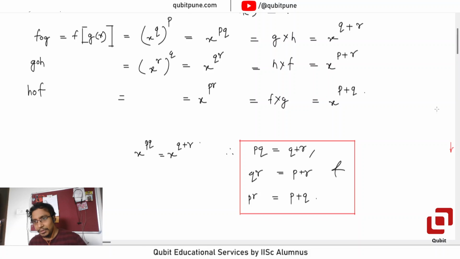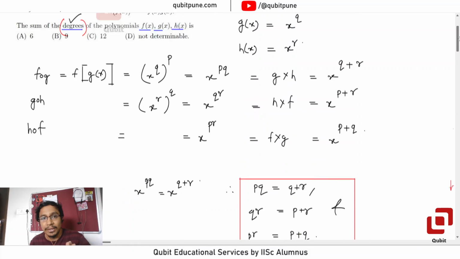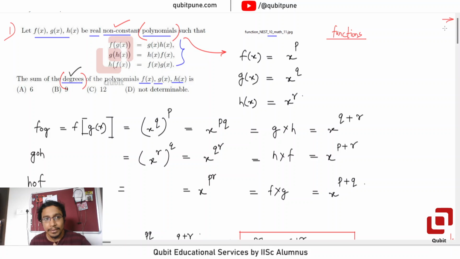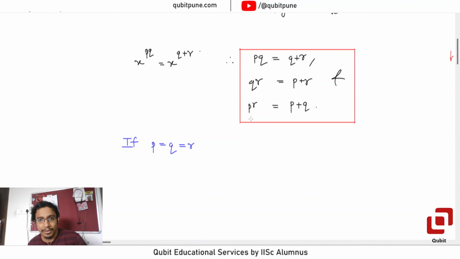But I just want to draw your attention to the following observation: if p is equal to q is equal to r, there is no harm in assuming this because we are not violating any of the conditions given in the problem. They're not saying same degree, but they are also not saying different degrees, right? So suppose p, q and r are same, then essentially we get only one equation from the system, and that equation would be p squared equals 2p. Is it clear?